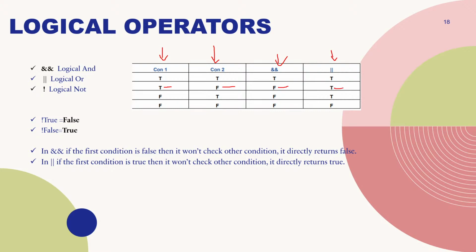Okay? If the first condition is false and the second condition is true, logical AND will give you false, but logical OR will give you true. Okay?